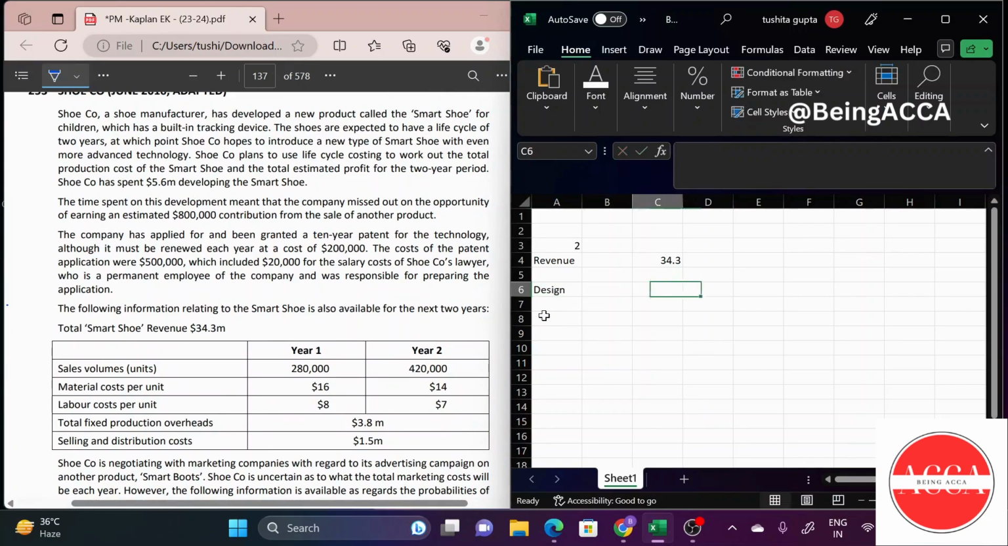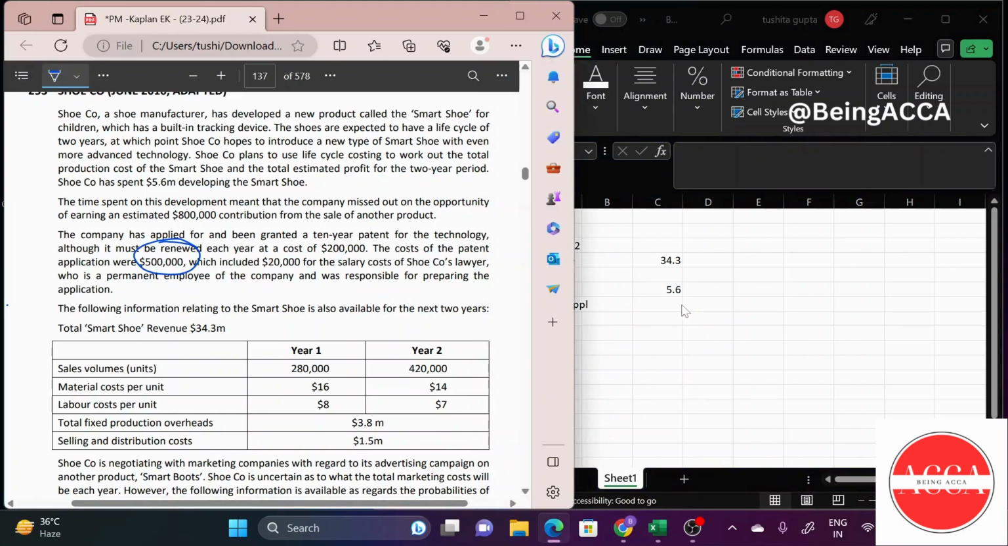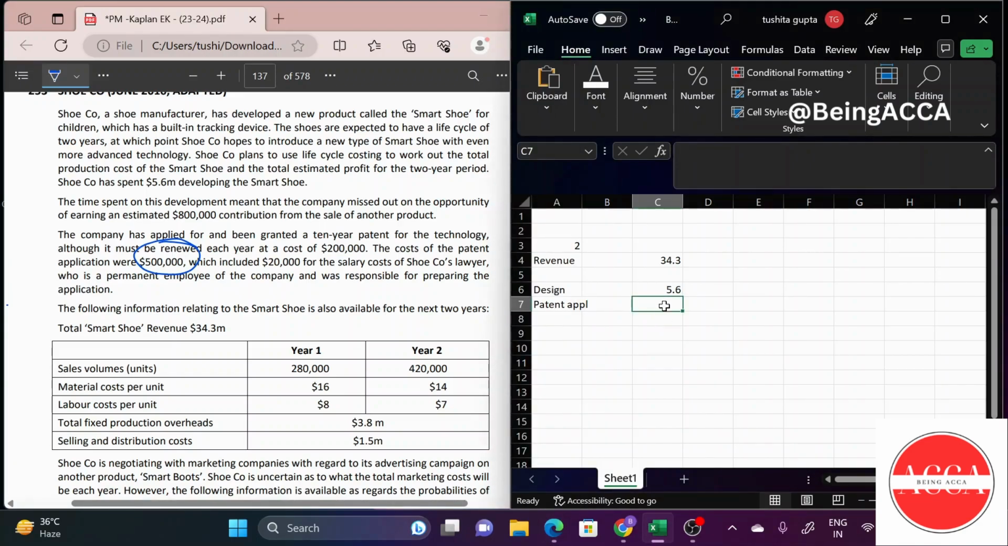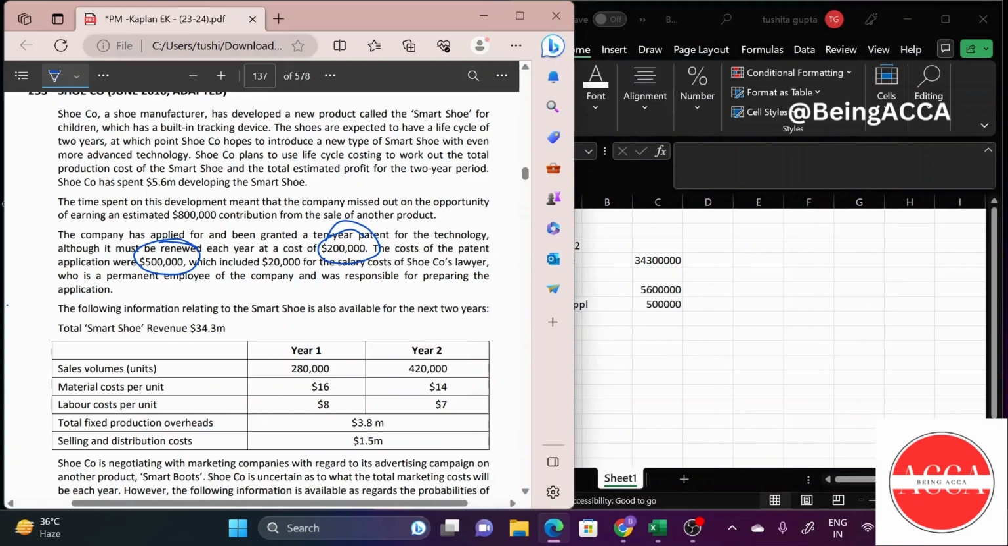Design and development, and these come out to be 5.6 million, right? And then we have the patent application costs. Next, patent application. These are given to us at 500,000. So this will include the 20,000 also because we anyway have to incur this cost. Let me take it in thousands so that we do not end up making any mistakes. So this was million, and similarly here also. Be very careful with these zeros because we don't want to be losing marks because of making mistakes in such small things, right? Then we have our patent renewal costs, which we have to pay 200,000 every year, and how many years?